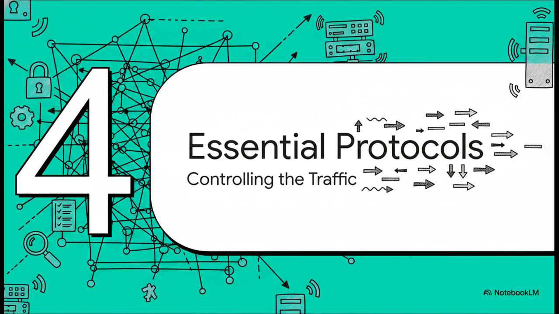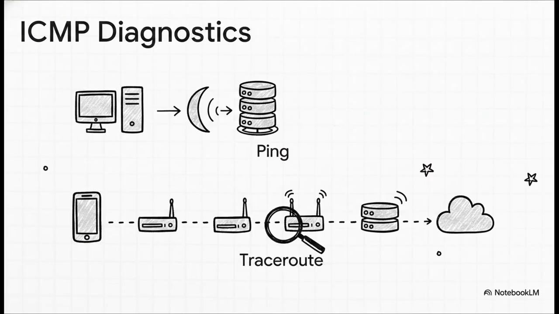Because Layer 3 isn't just about IP addresses and routers, it has its very own set of critical protocols that control, organize, and diagnose all that traffic. Whenever you open up a command prompt and use ping to check if a server is online, you're directly using ICMP. You're sending an echo request and just waiting for a reply.